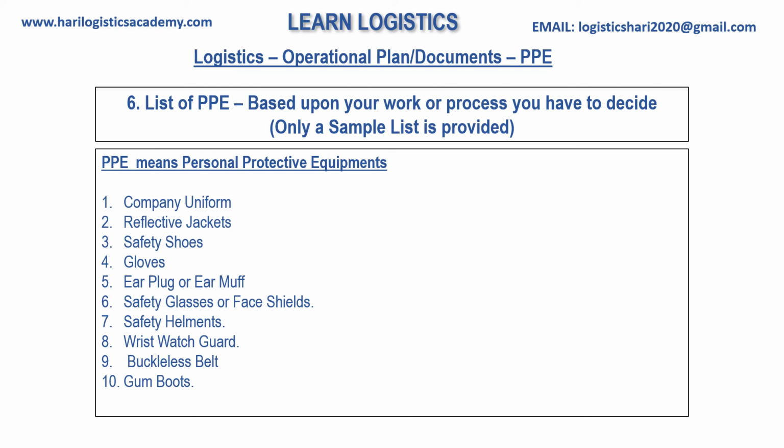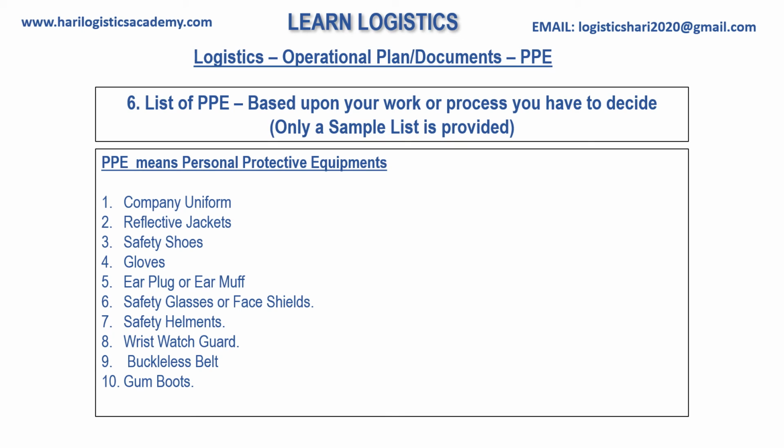Then we will see the PPE. The list of PPE based upon your work or process, you have to decide. Whatever we have given is only a sample list. PPE means personal protective equipments. One is company uniform, 2 is reflective jackets, 3 is safety shoes, 4 is gloves. Gloves also various types are there. Based on your company requirement, your work environment, you can decide on which type of gloves you have.